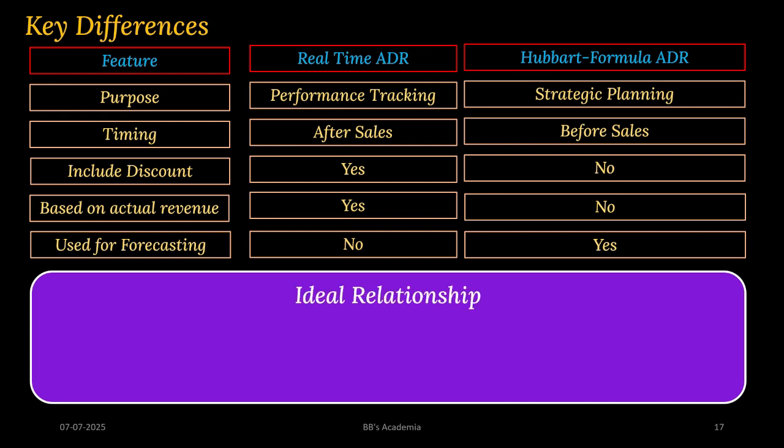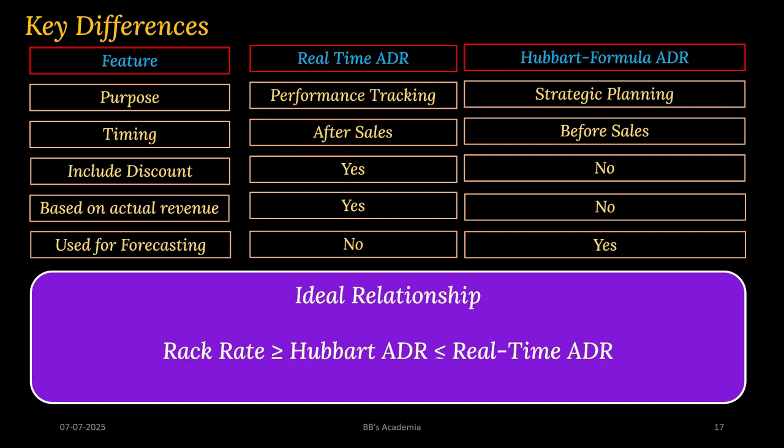Ideal relationship between three things: the rack rate, Hubbart ADR, and real-time ADR. Rack rate is always greater than or equal to Hubbart ADR, and Hubbart ADR is always less than or equal to real-time ADR. You got my point? That is the ideal relationship. If it is not following these, that means your business planning is wrong, or you have to find out the area. That is our revenue management.